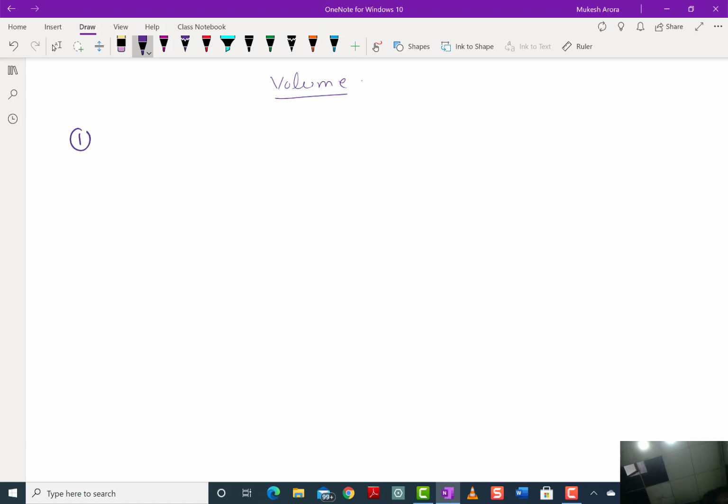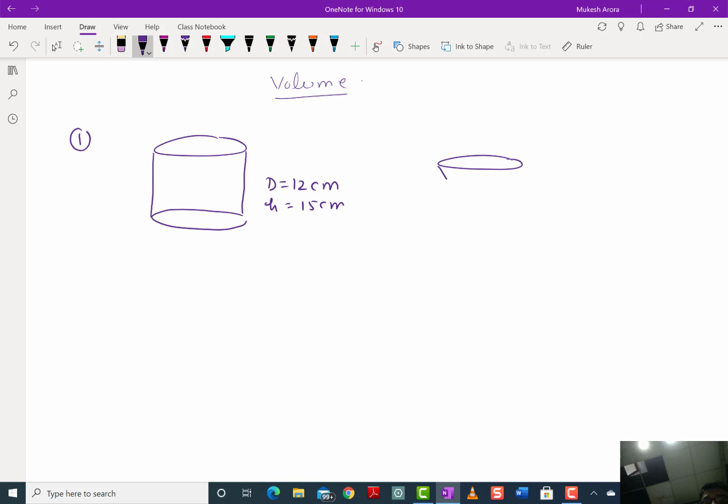Today the first question is, a container is in the shape of a right circular cylinder whose diameter is 12 centimeter and height is 15 centimeter. It is full of ice cream, and the ice cream is shifted to cones. The height of a cone is 12 centimeter and the diameter of a cone is 6 centimeter. It is having a hemisphere on the top. Question is, how many cones can we fill?